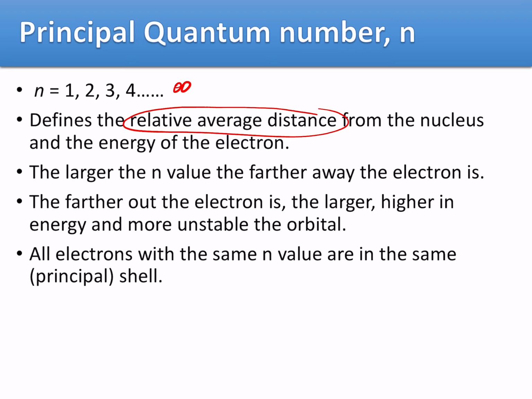And remember, this principal quantum number defines the energy level, and I usually use a simplification with a building. These energy levels are represented by the floors in a building. So if they have the same energy level, they are on the same floor, and then they have the same principal quantum number.